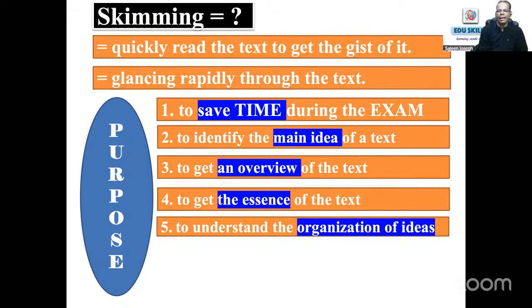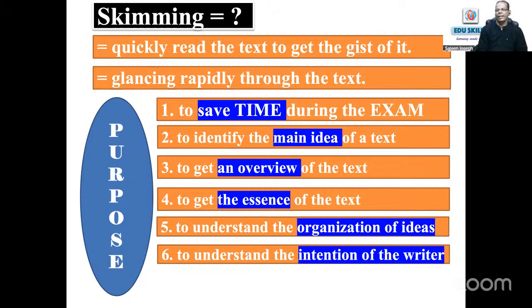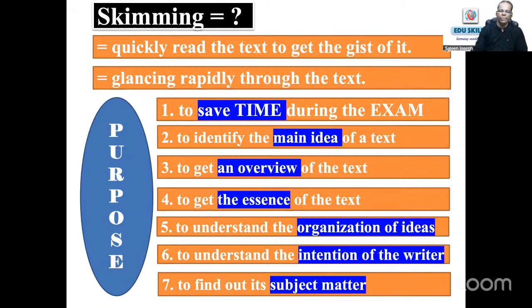Fifth one, to understand the organization of ideas. As you glance through, you can understand the organization of ideas. Sixth, to understand the intention of the writer. As you glance through, you will also know what the intention of the writer is. Seventh one, to find out its subject matter. What does it speak about? As you glance through, you will know it's speaking about dressing, or diagnosis, or describing a concept or a condition. So you will know when you are skimming through. We'll be getting into each one with examples from the OET exam materials.